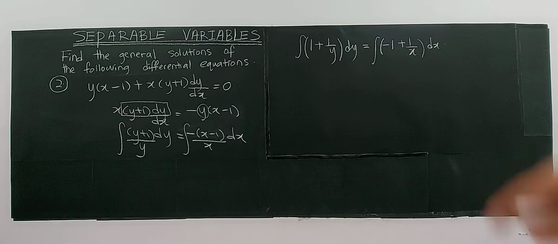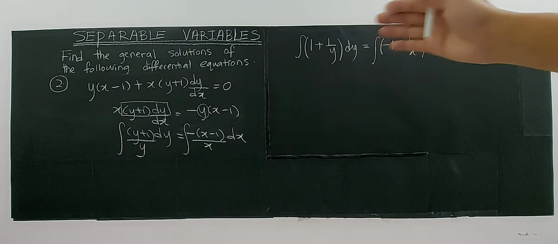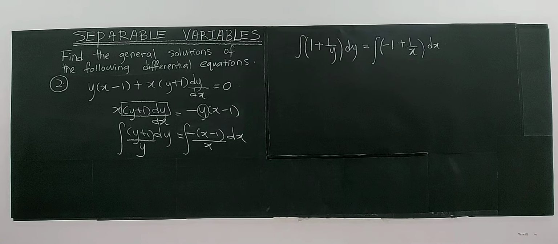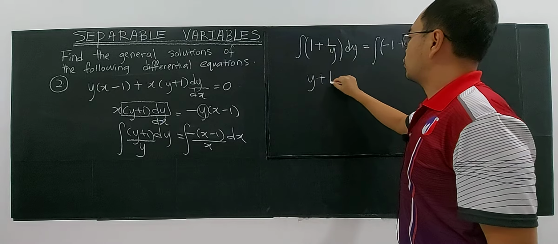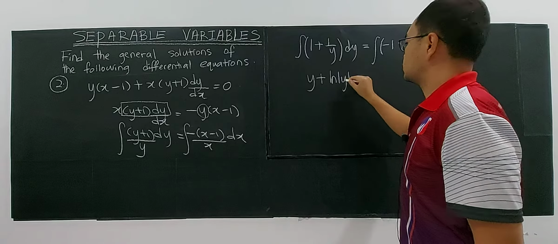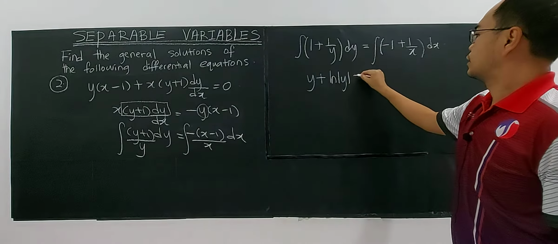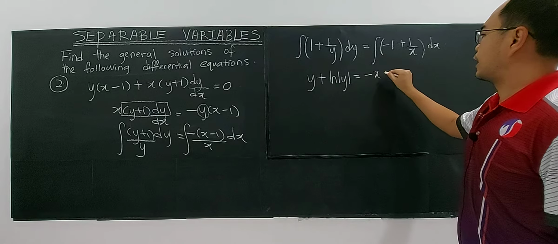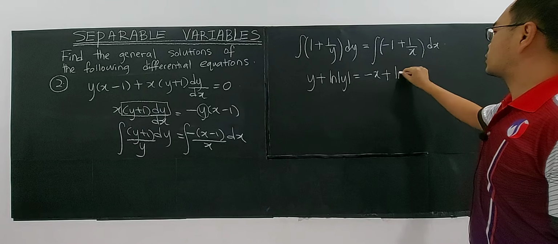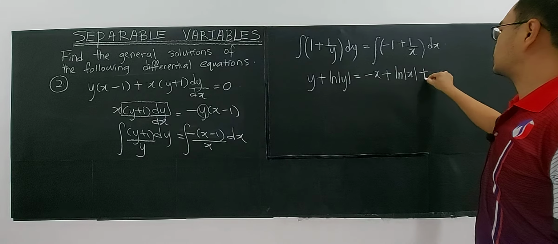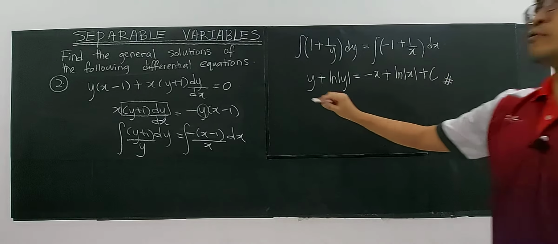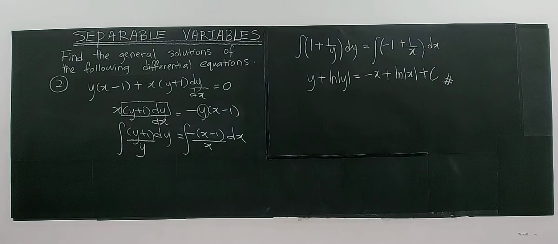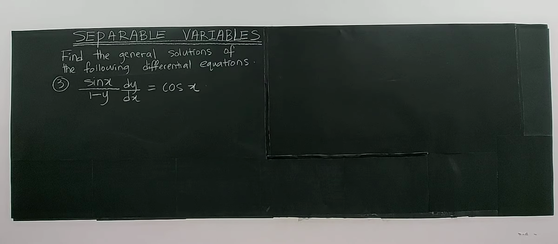After we are done simplifying, we can integrate. Integrating 1, we have y. Integrating 1 over y, we have ln modulus y. Integrating negative 1, we have negative x. Integrating 1 over x, we have ln modulus x plus c. So this is the general solution for this differential equation. Hope you can understand. Let's move on to the third example.